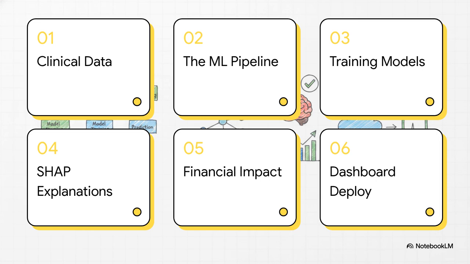To see exactly how Ramayanam Saikiran pulled this off, here is our roadmap for today's explainer. We're going to cover 1. The clinical data foundation, 2. Building the ML pipeline, 3. Training the predictive models, 4. Explaining predictions with SHAP, 5. Financial impact analysis, and finally, 6. Deployment and interactive dashboard. Let's get into it.